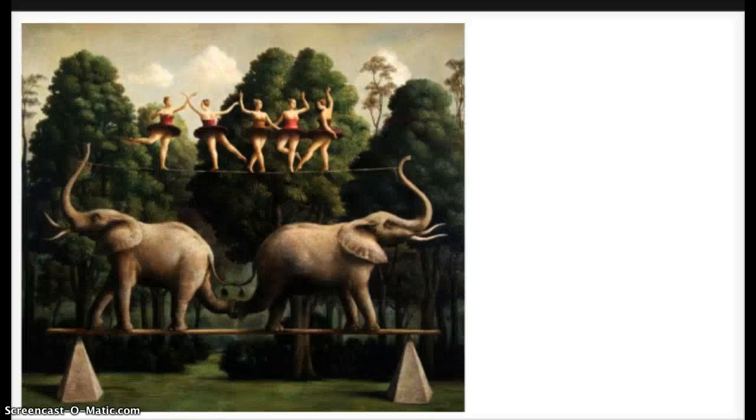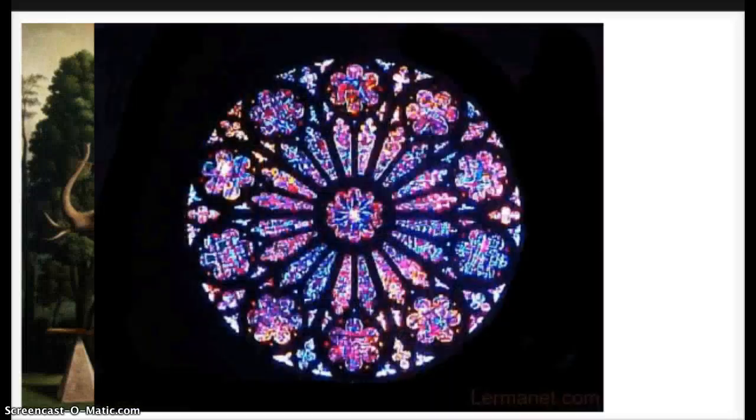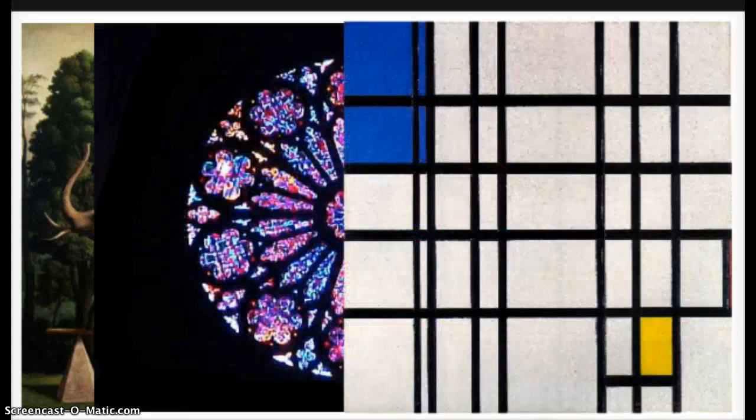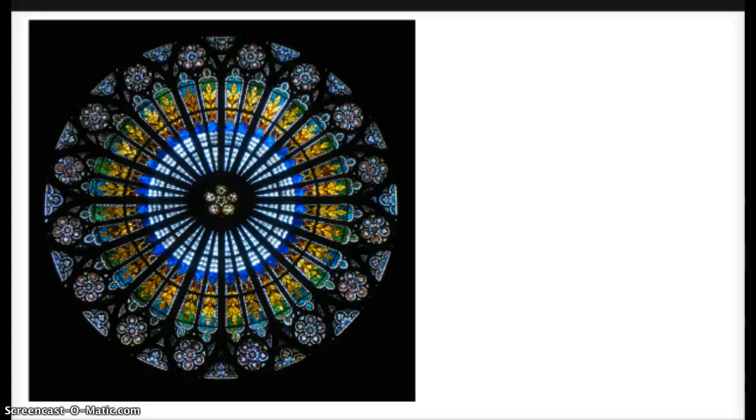There are 3 different types of balance. Symmetrical, as we have discussed, then there's radial, and then of course asymmetrical design. So let's talk about radial balance. Radial balance are lines or shapes that radiate outward from a central point in a circular fashion.